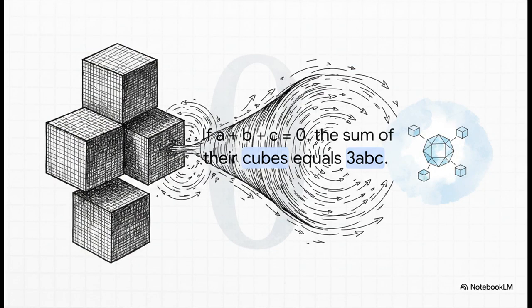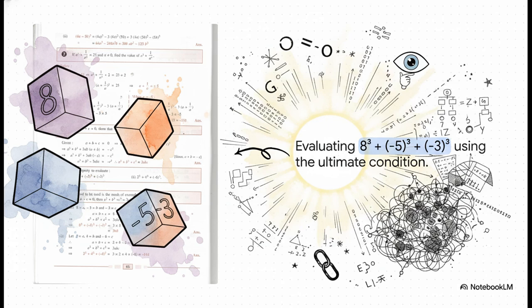Okay, let's dive into the absolute masterstroke. This right here is the holy grail of algebraic shortcuts. The rule is this. If you have 3 numbers, a, b, and c, and you can prove that adding them together equals exactly 0, then something magical happens. The sum of all 3 of those numbers, each cubed, instantly shrinks down to just 3 times a times b times c. An enormous multi-step cubed equation literally collapses into a single, straightforward multiplication problem. Let's actually see this magic in action.